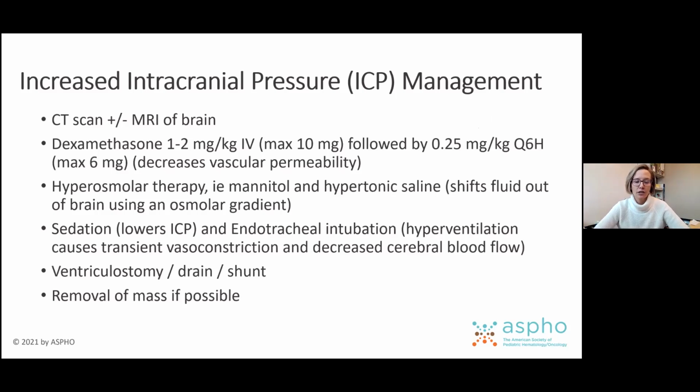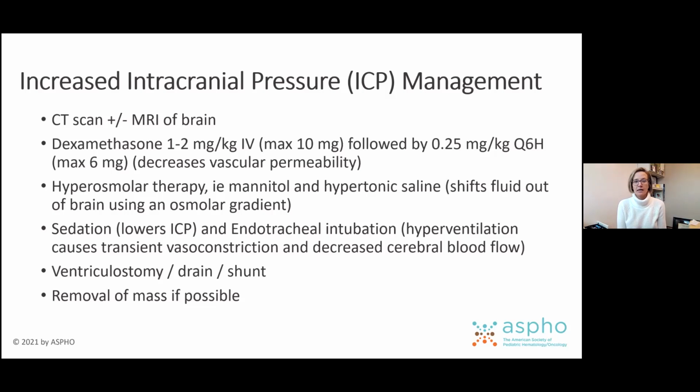The management of increased intracranial pressure is to get some imaging, depending on the status of the patient, whether that be a CT, which can be done quickly, or an MRI to get a better understanding of what's going on. From a medical standpoint, steroids are the mainstay of treatment. There's no agreed upon dosing recommendation, though this is someplace that you can start. The thought here is that it decreases some vascular permeability and helps to lower the pressure in that regard.